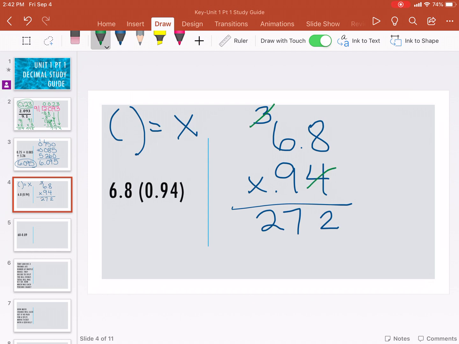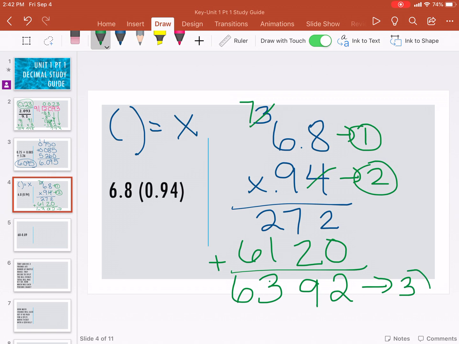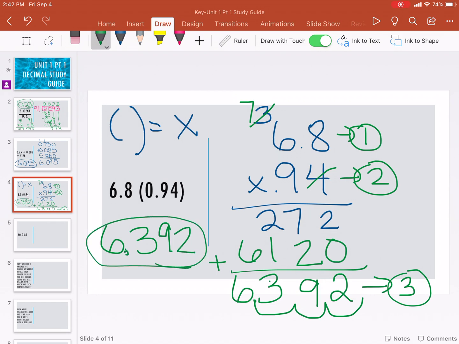Now I'm going to tick-tack-toe. 9 times 8 is 72. 9 times 6 plus 7 is 61. 2, 9, 3, 6. There's 1 place behind the decimal point here. There's 2 places behind the decimal point here. So there's going to be 3 in our answer. So our answer is 6 and 392 thousandths. Make sure you know where that decimal is, 3 places over.